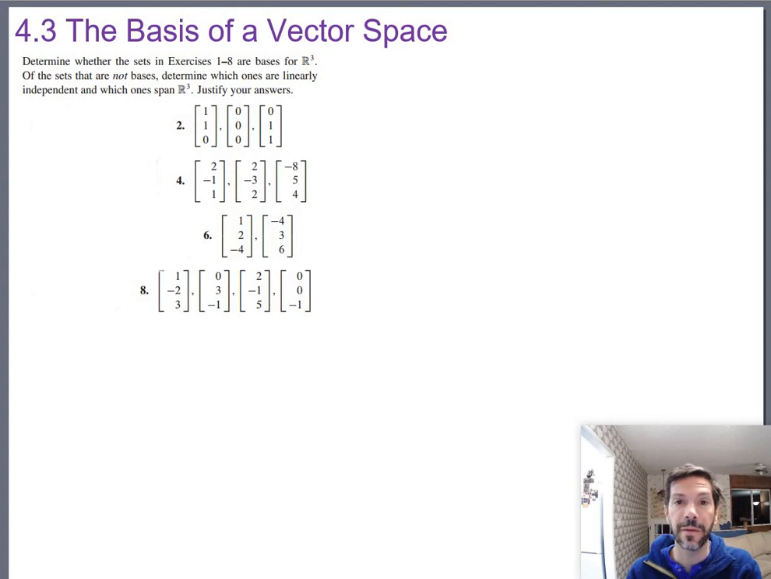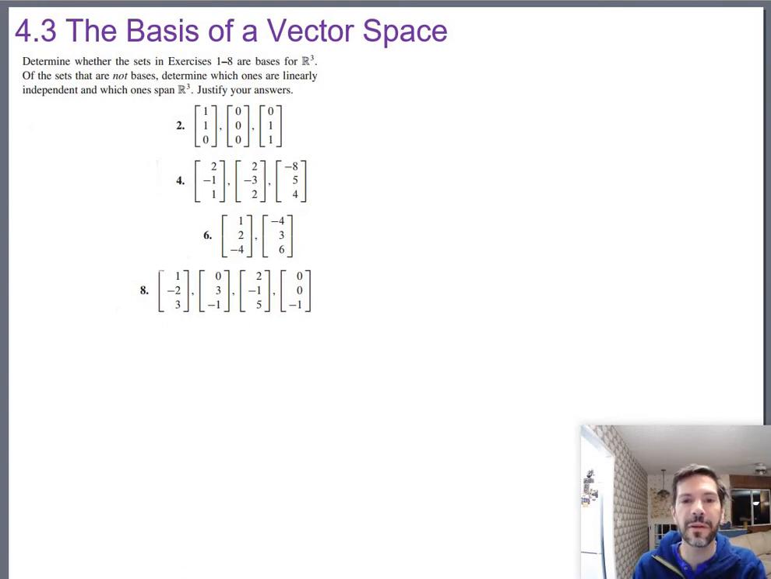Alright, now that we have the idea of a basis as a set of linearly independent vectors whose span creates the vector space, I think it's more helpful just to work through some of the even problems from the homework rather than talking more theory. So let's take a look at some of the even problems.